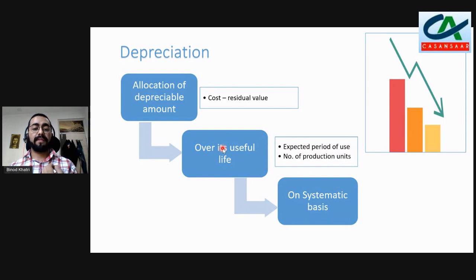What is useful life? Useful life is expected period of use. In case of the AC that we are discussing, if we are thinking that we can use that AC for 5 years, that is the useful life of the asset. In case of a mobile phone, we bought a mobile phone, and the expected life for that mobile phone can be 3 years, 5 years, on the basis of our best estimation. So that is useful life.